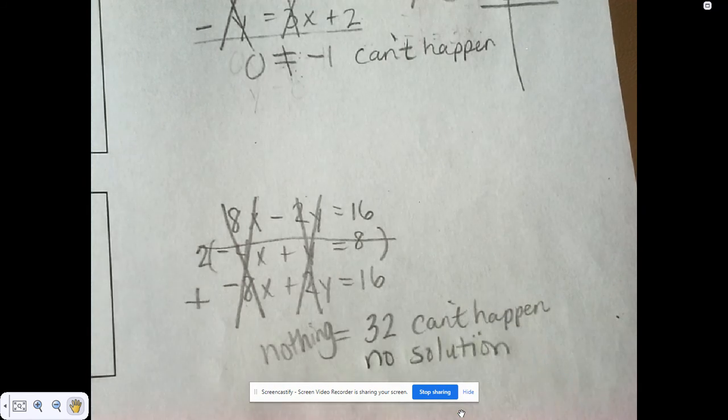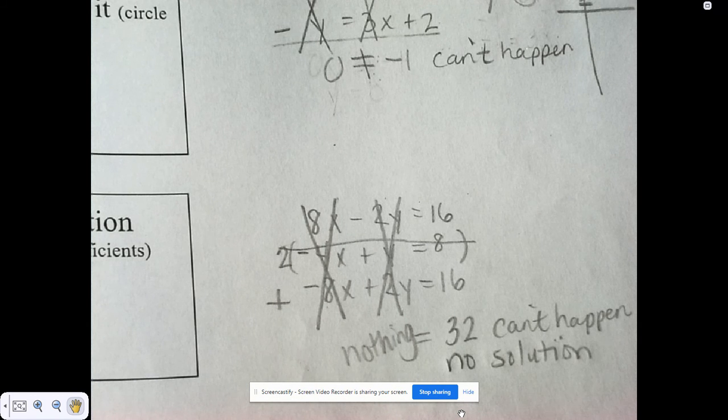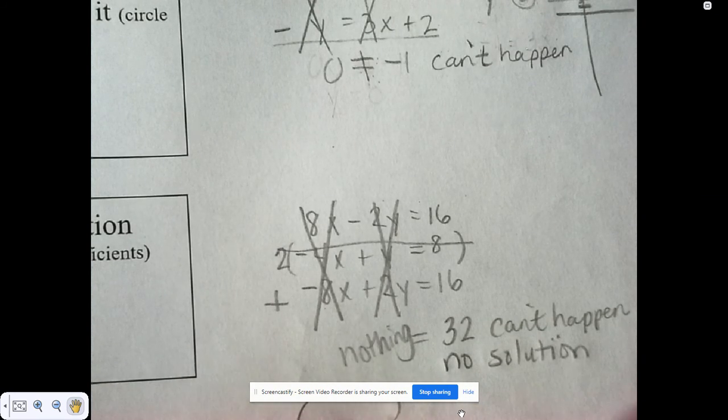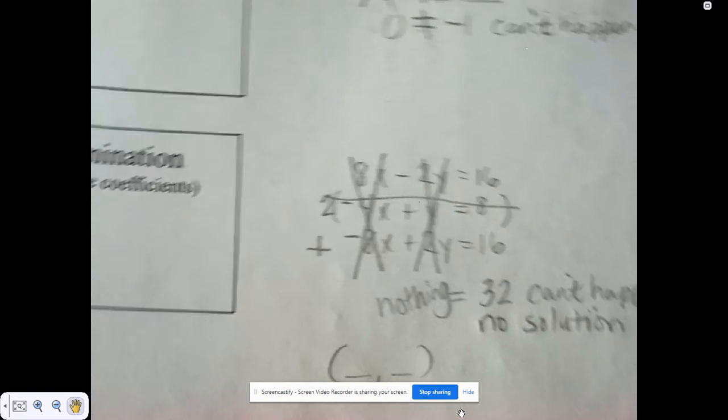So on your benchmark, you might end up having something that looks like this where it can't actually happen. Then you're going to write no solution. If it can, you're going to write down parentheses, the x and then the y. Or you might actually just have an infinite where it always is true. So you can use your notes on the benchmark, and hopefully that will be very helpful to you.